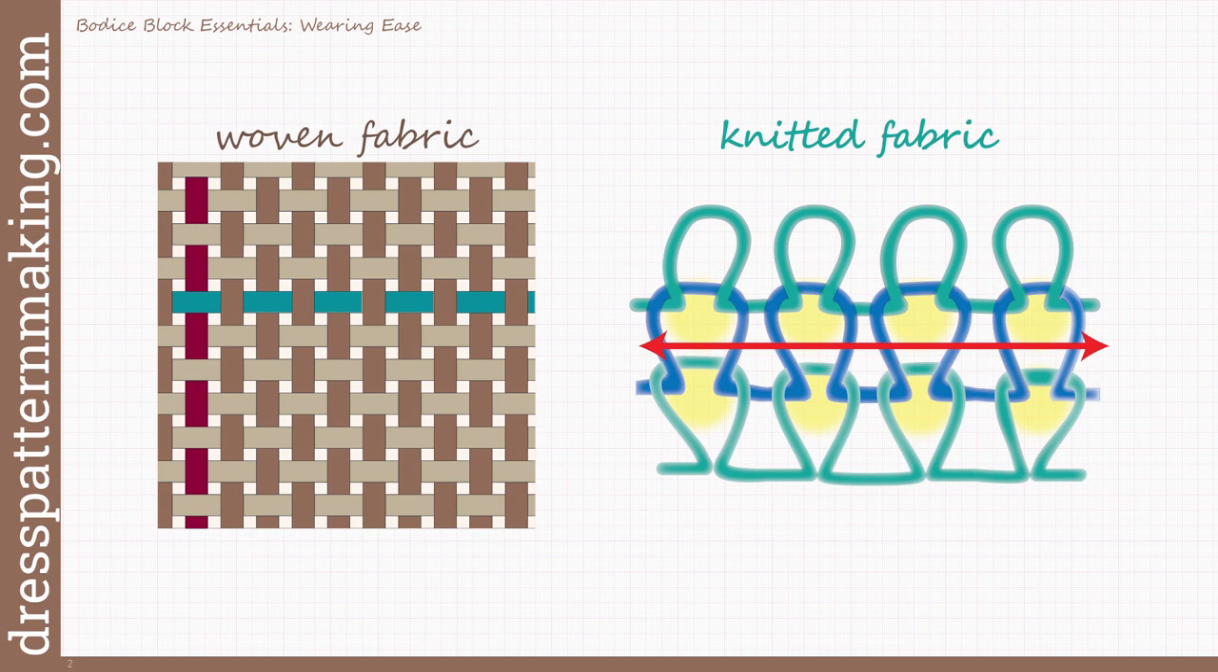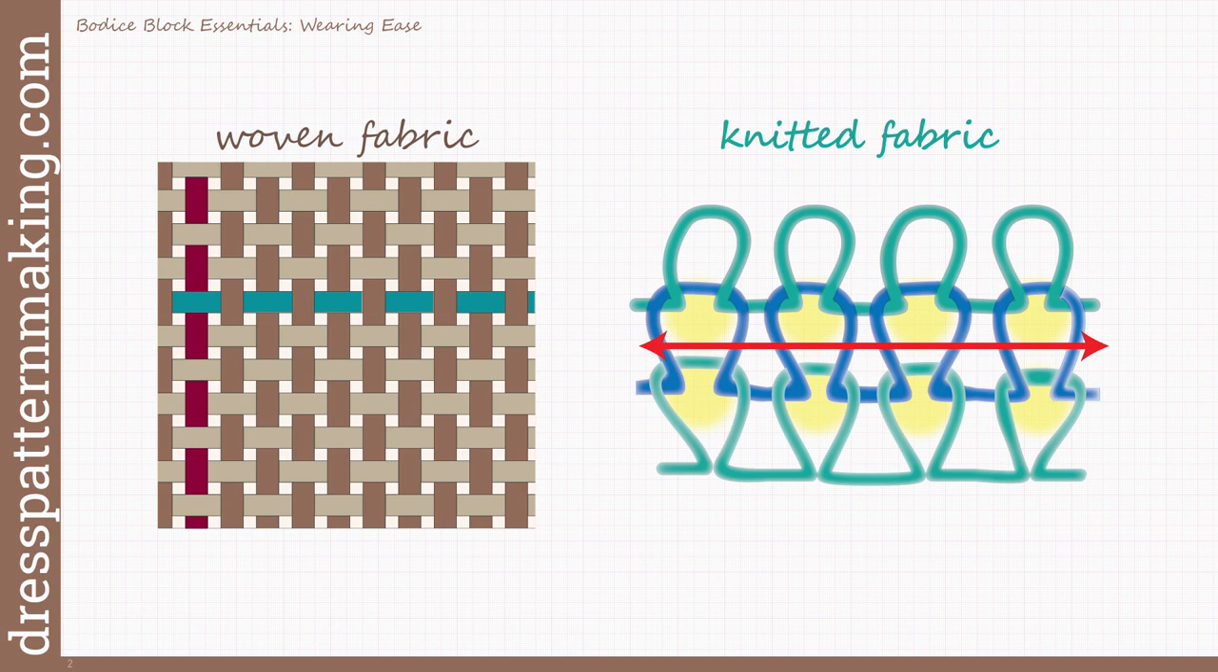The lengthwise, shown by the maroon strand of fibre in the graphic, is very stable, it does not give at all. The blue crosswise strand, the cut edge of the fabric, often has a little mechanical give, it does not stretch though at all. Now, the basic bodice block is used to make garments made from woven fabric only.